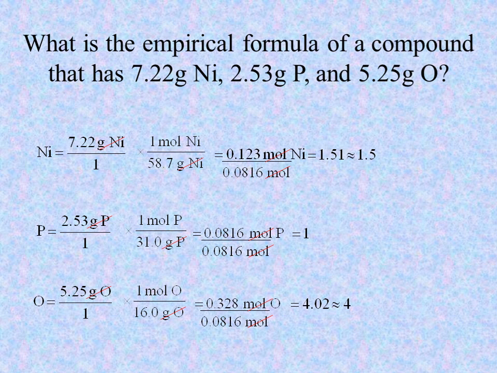So what we need to do to clear out that half, we need to multiply it by 2 to make it a 3, therefore a whole number. But whatever we do to nickel, we also have to do to phosphorus and oxygen. So multiplying all of those quotients by 2 gives us the values 3, 2, and 8 respectively for nickel, phosphorus, and oxygen. And these values then will become the subscripts in our empirical formula. And we get Ni3P2O8.